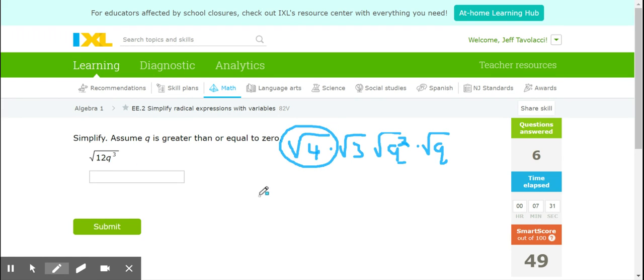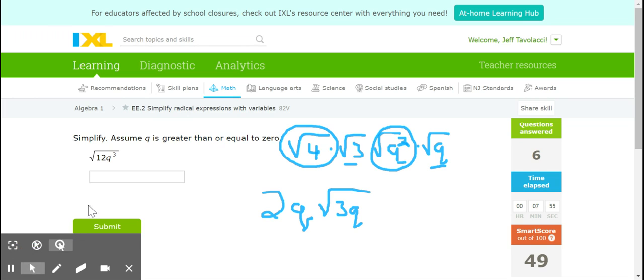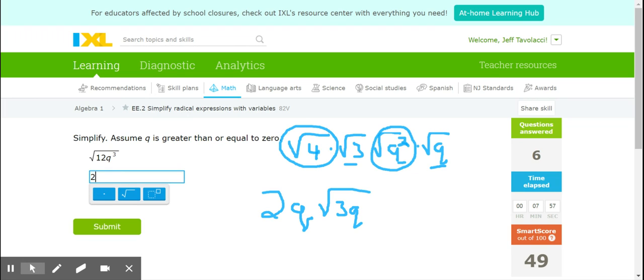Square root of 4 I can take. It's 2. Square root of q squared I can take. 2 divided by 2 is 1. So q to the 1st is going to be the perfect square root here. Now this root 3 and this root q we can't take the square root of, so the two of them will join and sit underneath that radical. Okay, so 2q square root 3q is going to be your simplified answer.